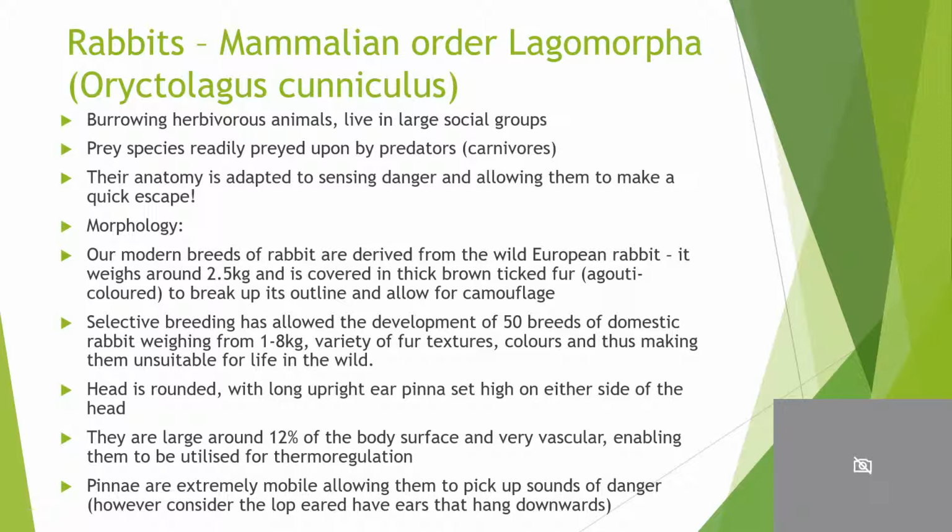Nowadays, we must consider that the breeds that we are producing may have very different ears. So consider that lop-eared rabbits have ears that hang downwards. This wouldn't be as relevant if we were to compare them to the European rabbit, where, because of the ears being very mobile and allowing them to pick up signs of danger, they would then be able to act accordingly. Because we've got these differences due to selective breeding, that isn't as much of a factor and thus makes them unsuitable for life in the wild.